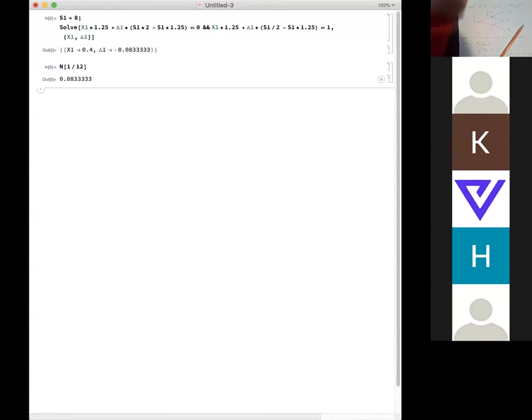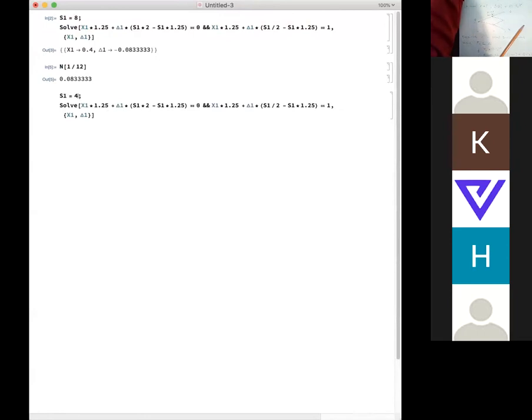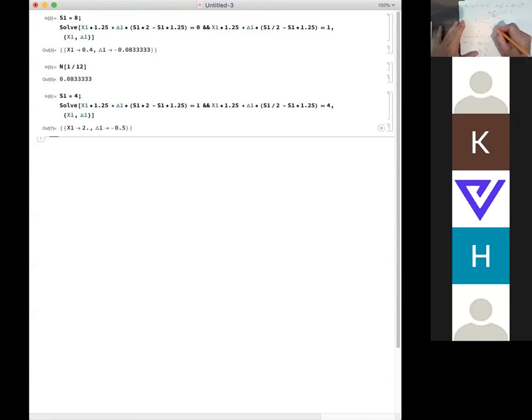We will also have to redo the same thing, but now in the downstate case. So I'm not going to rewrite all of that one more time, but in the downstate, S1 is equal to 4. And we'll have to change the right-hand side. So this would be a 1, and this would be a 4. And then we solve again. So here x1 would be 2. And what would my delta 1 be? Delta 1 would be minus a half.